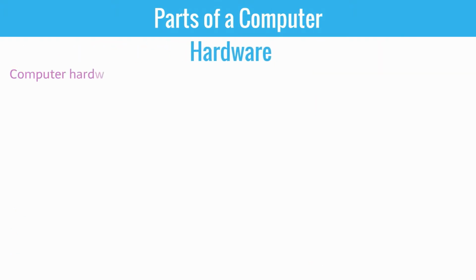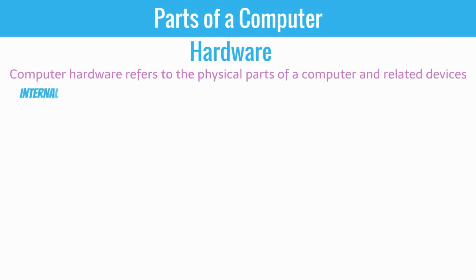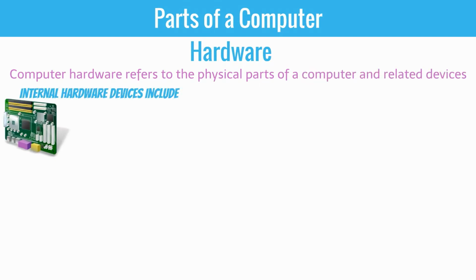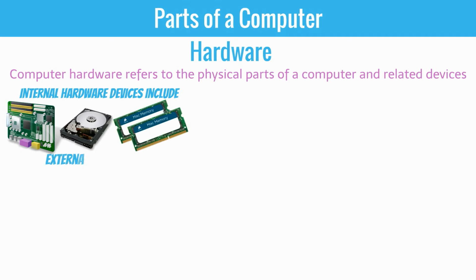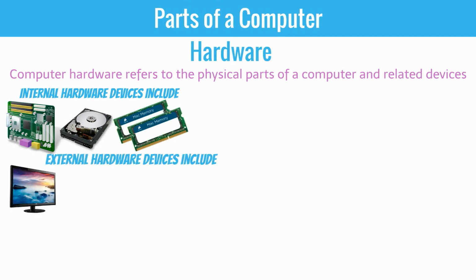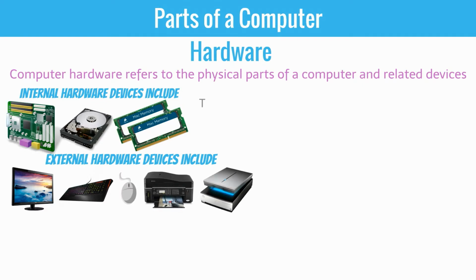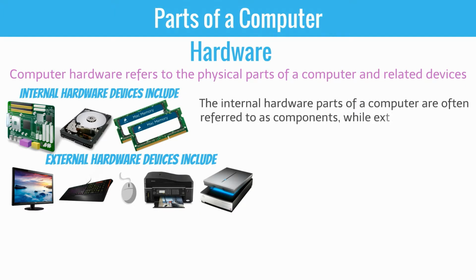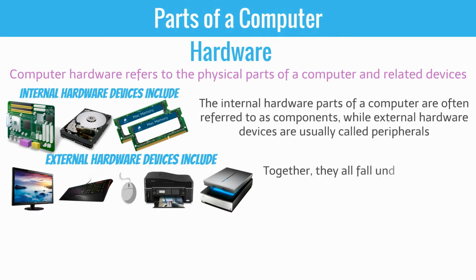Hardware. Computer hardware refers to the physical parts of a computer and related devices. Internal hardware devices include motherboards, hard drives, and memory. External hardware devices include monitors, keyboards, mice, computers, printers, and scanners. The internal hardware parts of a computer are often referred to as components, while external hardware devices are usually called peripherals. Together, they all fall under the category of computer hardware.